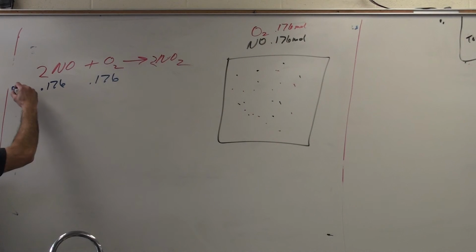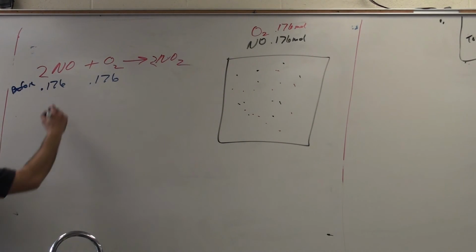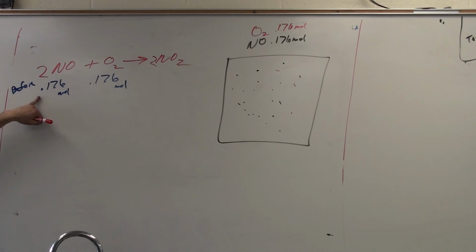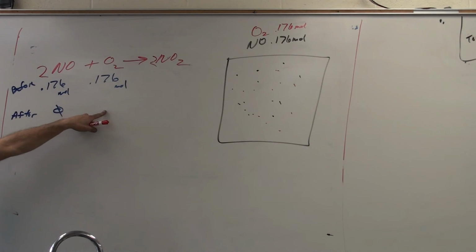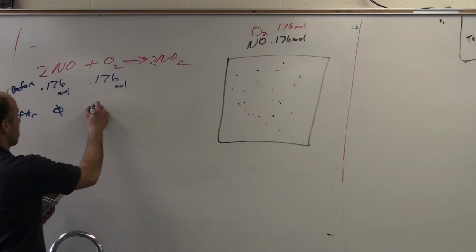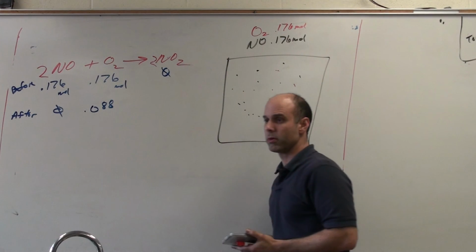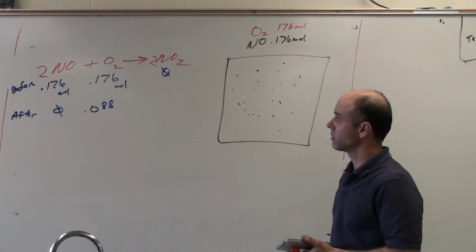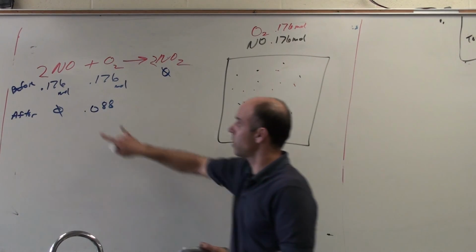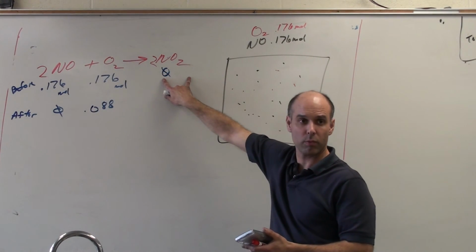So before my reaction, I have this many moles of each. These will be used up faster. So after the reaction is done, all of it is gone, how much oxygen will be left? Half as much. How much of the nitrogen dioxide will be produced? 0.176 moles, because the amount of this should be equal to the amount of that when we're all done.